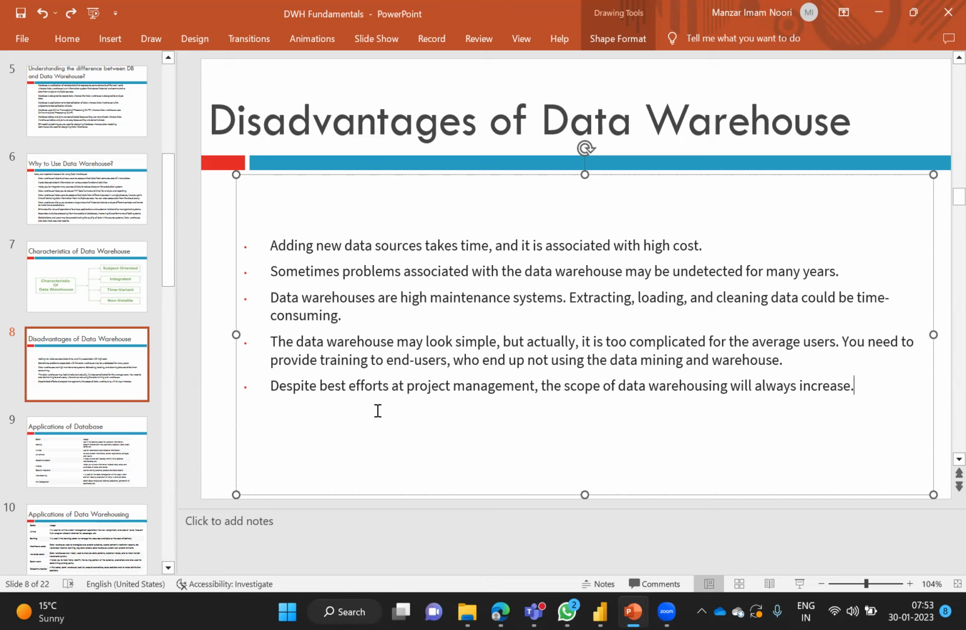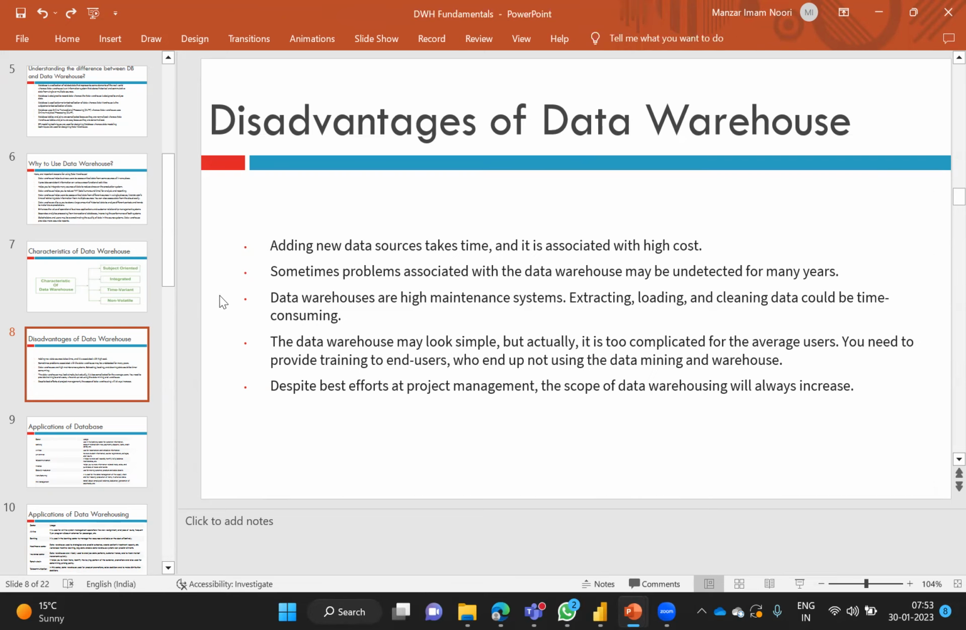Despite best efforts at project management, the scope of data warehousing will always increase, correct? You may not have a boundary, like, okay, we only have to look after the work till this point. It's not like that; it will keep increasing. Maybe different files need to be added, or different business geographical regions are added, and that data has to be integrated into the data warehouse. So this will always keep on increasing.